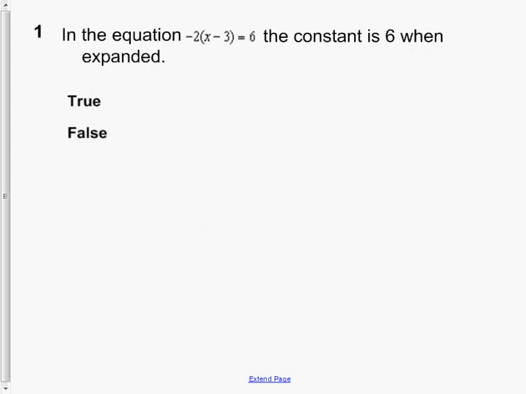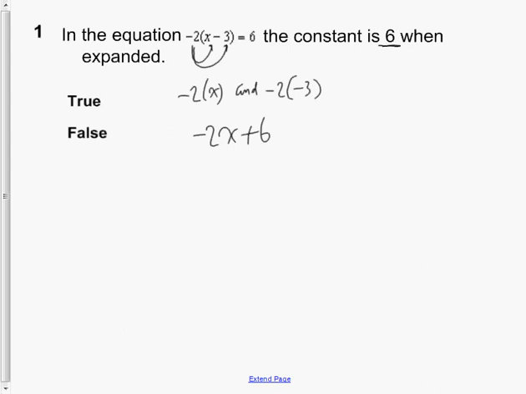So the first question says, when expanded, the constant is 6. So this is really distributive property. And when I think about what this means, negative 2 multiplied by x and negative 2 multiplied by negative 3. Negative 2 multiplied by x is simply negative 2x, and negative 2 multiplied by negative 3 is a positive 6. So when I expand those brackets, I end up with negative 2x plus 6, not minus 6.